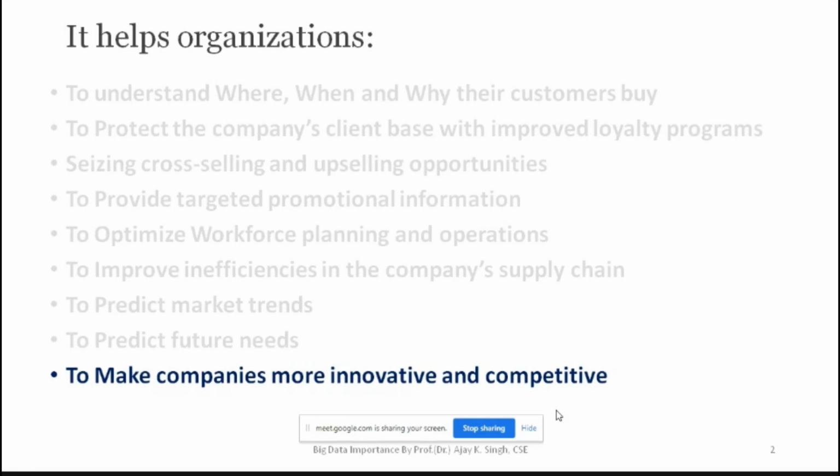Fine. Assuming that everything is fine, you are able to get me. So next point, to make companies more innovative and competitive, isn't it? So a lot of innovations are going on. So what changes should I make for this particular product so that my customer is going to be benefited and more customers are going to buy? Here at the end of the day, I'm going to generate a huge amount of revenue, isn't it? So to make the company more innovative and competitive, because of this big data, we are able to do that. Fine.